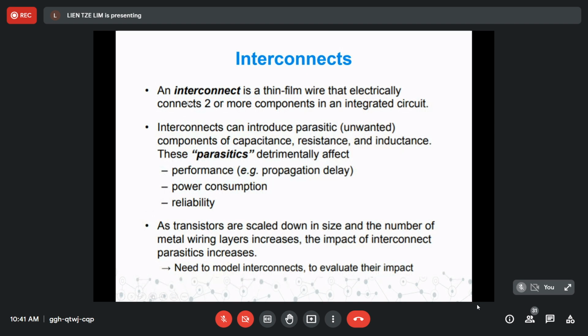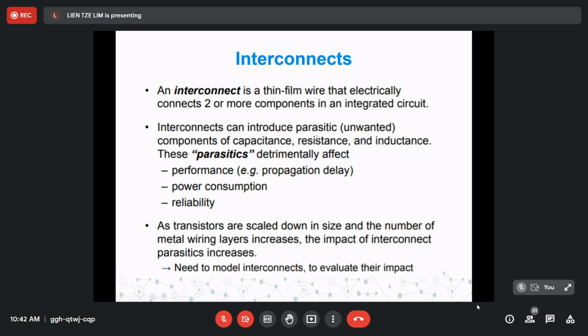An interconnect is a thin film wire that electrically connects two or more components in an integrated circuit. Interconnect can introduce parasitic components of capacitance, resistance, and inductance. The term parasitic here means unwanted, not desired. So this term you will see often later when I discuss the capacitance and resistance.